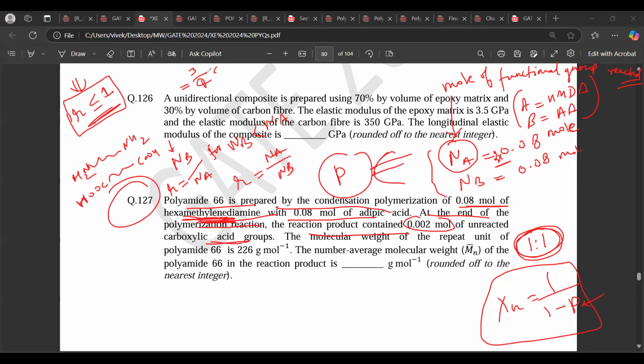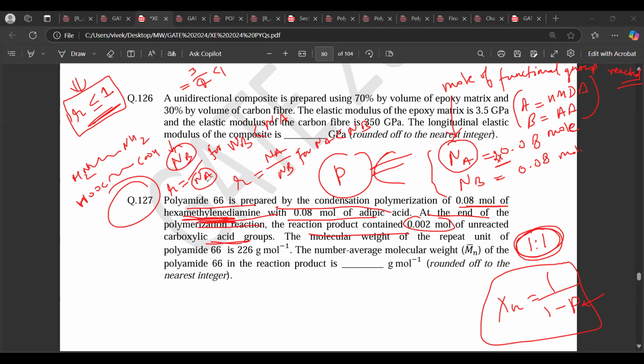Then only it will come less than 1, right? For this, your Na should be smaller. Your numerator should be smaller than denominator. That's the idea. But what are this Nb and Na? They are the moles of functional groups. How many moles of functional groups?